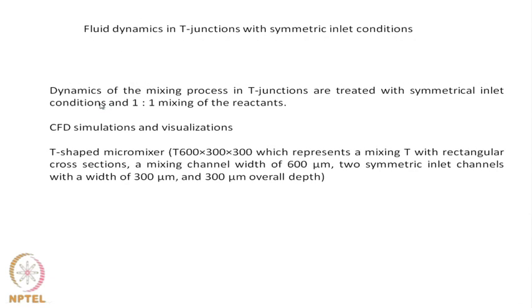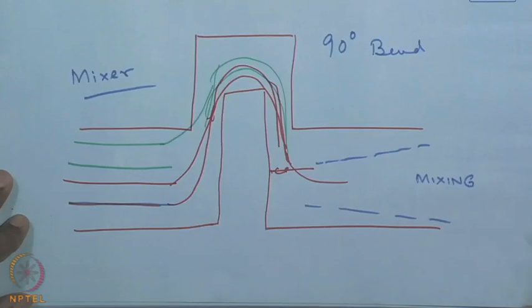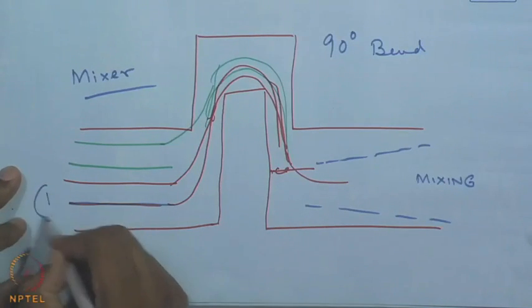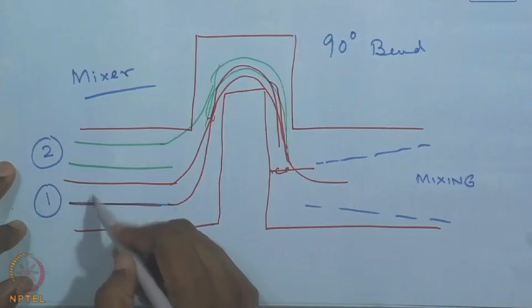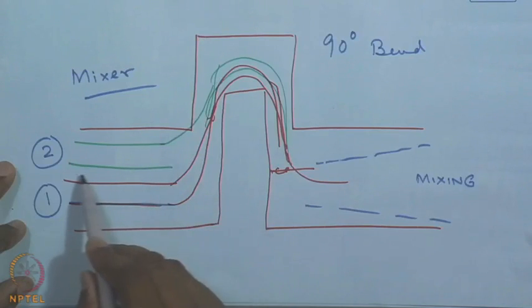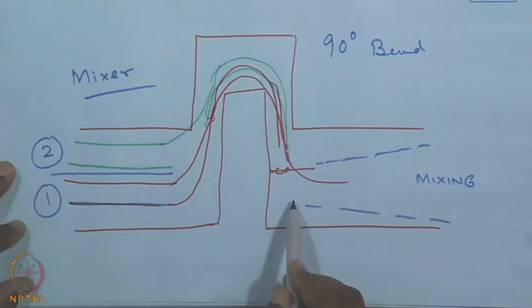Now, we can also look at the fluid dynamics in T junctions, but we'll come to that later on. Let's just think of how the 90-degree bend works, and this is an experiment which has been done with two different fluids. I have fluid 1 which is flowing and fluid 2, and the volumetric flow of these two are the same. The fluids are clearly separated, and then there is a 90-degree bend in the path.